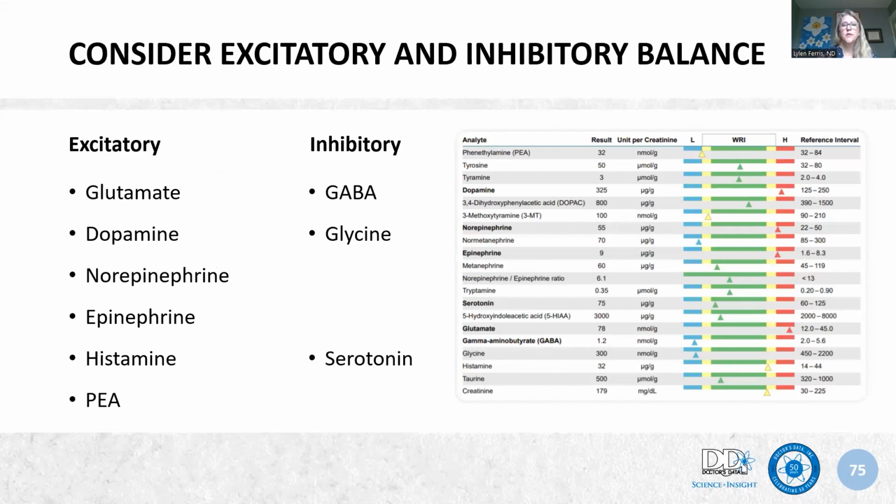All right, so when looking at the neurotransmitter report, in addition to looking at the individual highs and lows of these markers, you do want to consider the relationship between excitatory and inhibitory balance, because this can help you put symptoms into context and prioritize treatment. So the neurotransmitters that are considered to be excitatory are glutamate, that's the most prominent one, followed by dopamine, norepinephrine, epinephrine, histamine, and PEA. The inhibitory neurotransmitters are GABA and glycine. Now, I have serotonin over here sort of on its own. As a precursor to melatonin, I think it could potentially be considered inhibitory, but I think of it more as sort of a neutral neurotransmitter. It's certainly not excitatory.